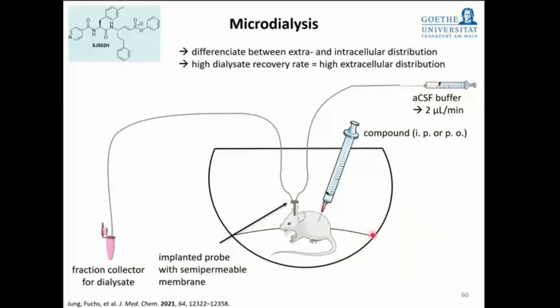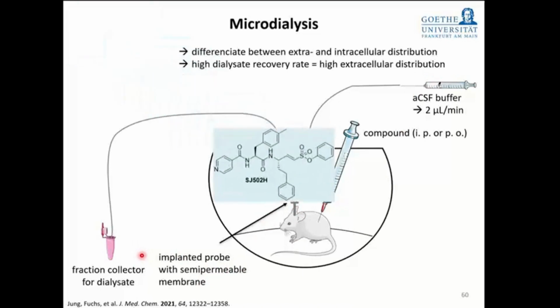The last thing we wanted to look into is the distribution of SJ502H in the brain tissue. Again, we teamed up with Professor Klein and his co-workers because they are experts for this technique called microdialysis. And this microdialysis can differentiate between extra- and intracellular distribution of compounds. So a high dialysate recovery rate also equals a high extracellular distribution of the compound. So in principle, there is a probe implanted into the brain with a semi-permeable membrane. Buffer is flown through the whole time, and then fractions are collected for the dialysate.